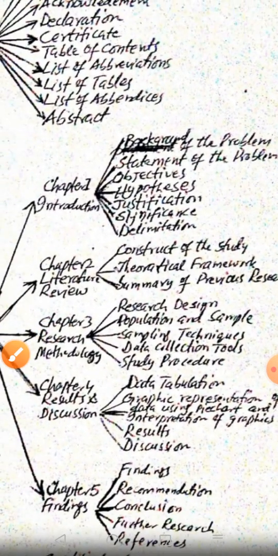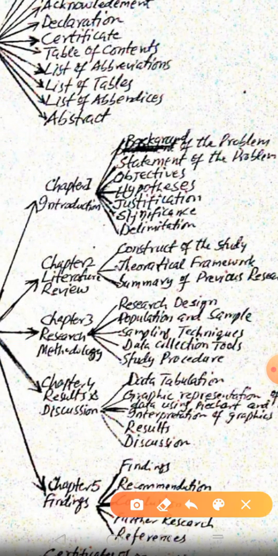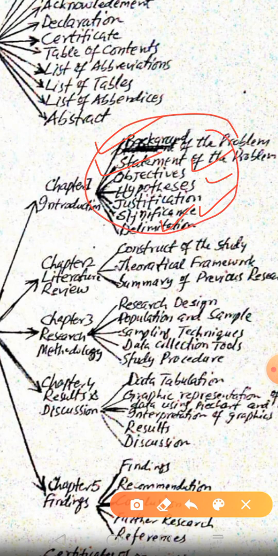Like chapter number 1, the introduction chapter. In this chapter we give the background of the research problem, then we write a statement of the problem, objectives, hypotheses. Then there are research questions, and we give a justification for why we chose a particular problem, and then the significance of the problem, and delimitation. These are some of the major sections of chapter number 1.